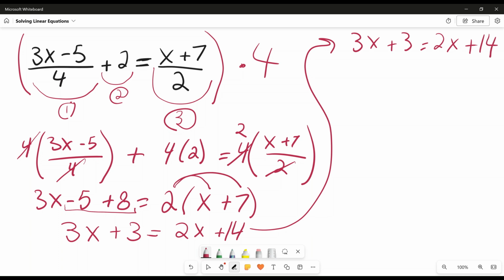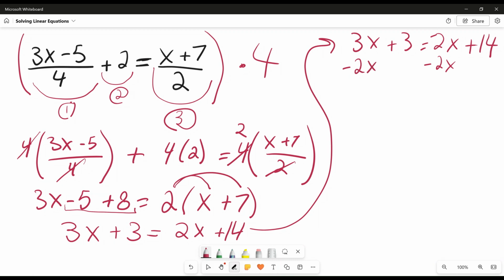Now my next step is bringing together the like terms. That means I'm going to bring my number terms together and I'm going to bring my variable terms together. I'm going to be moving my variable terms to the left and my number terms to the right. So to do that, I don't want this 2x to be here. I want to move it to the left side. So I'm going to subtract 2x from both sides because the opposite of addition is subtraction.